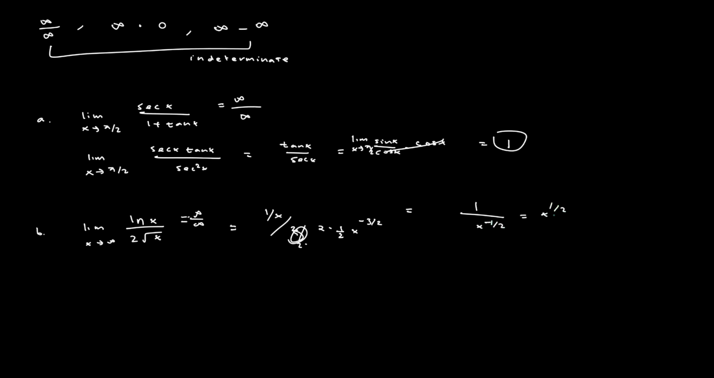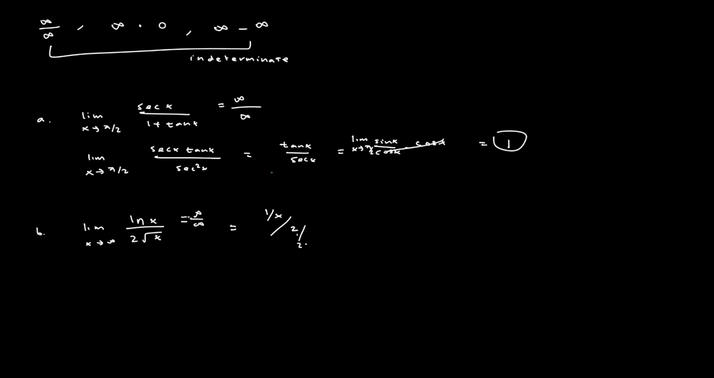Or, sorry, what? This becomes 1 over x divided by x to the negative 3 over 2, or 1 over x times x to the negative 3 over 2. Alright, this is too many mistakes.